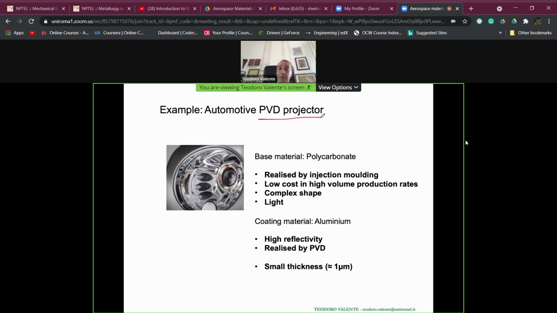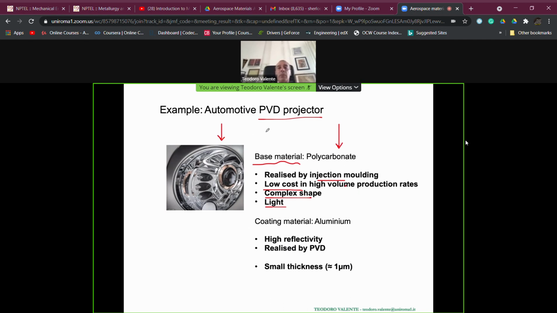Another example here, not in the aerospace field, automotive projector. It is made of a base material which is very easy to be processed, for example, by injection molding, so it can be processed in complex shape. It can be light because it's polycarbonate, it's a polymer. It has low cost in high volume production rates, but it has not the reflectivity which is requested for this kind of component.